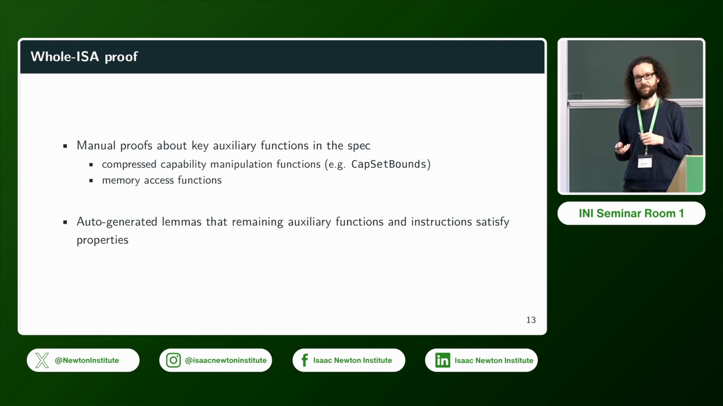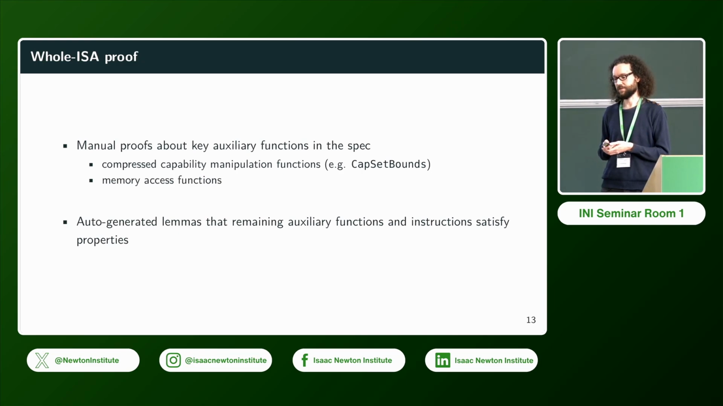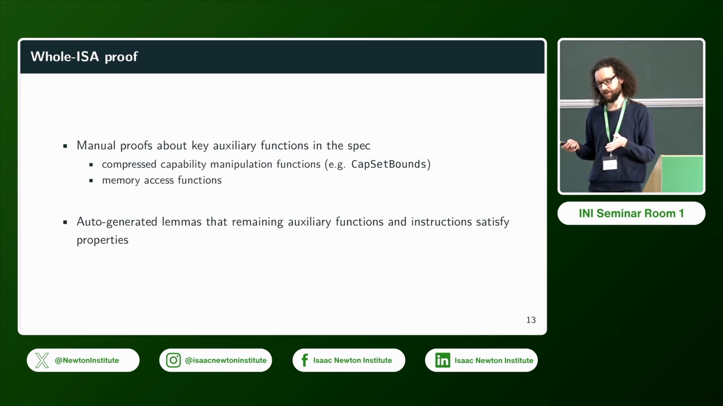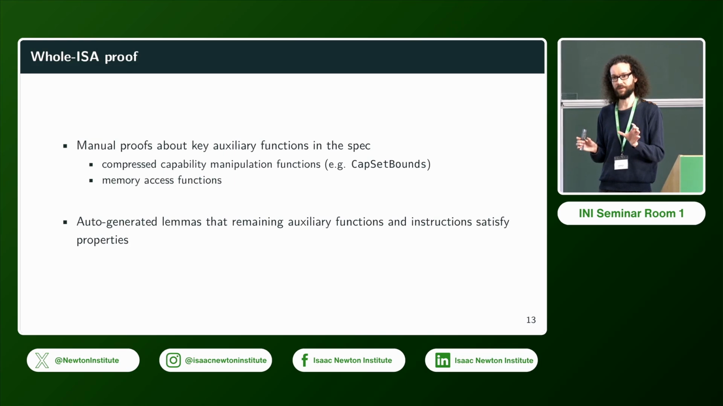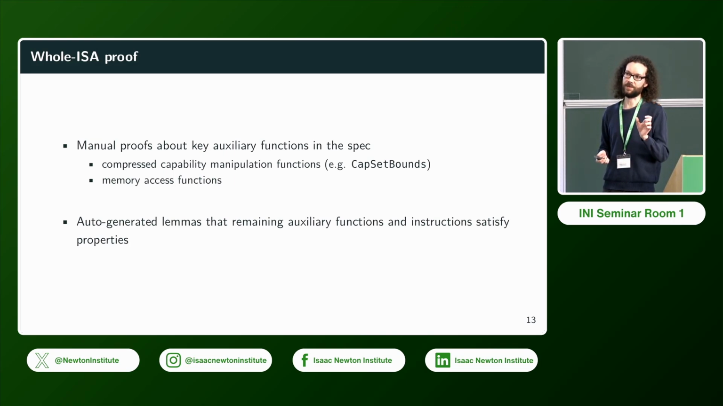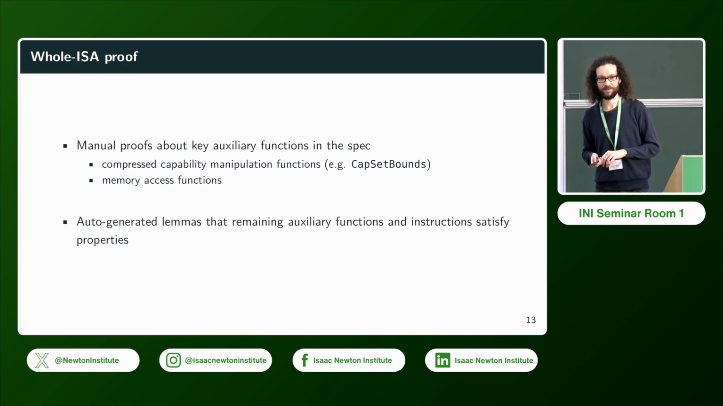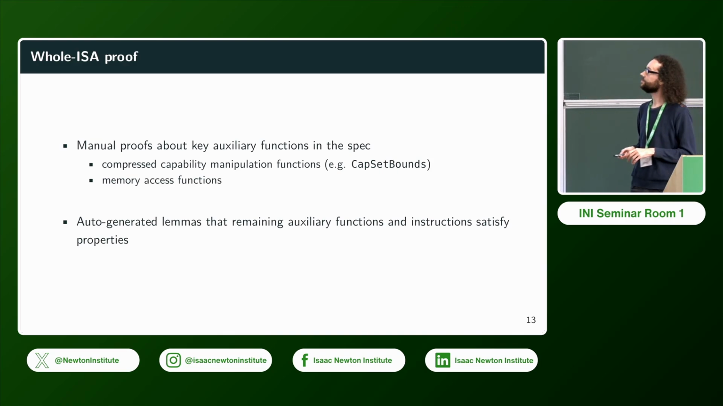And what makes this tricky is that capabilities in Morello use a compression scheme to be able to fit both a 64-bit virtual address and the bounds and permissions metadata into 128 bits. And this representation of the bounds uses a floating point-like representation. And that is a bit tricky to reason about. So these functions alone, verifying them, took us quite a few person months. So that was quite a bit of effort.